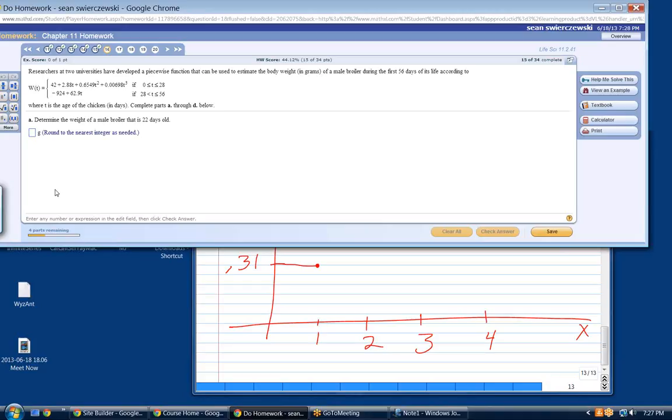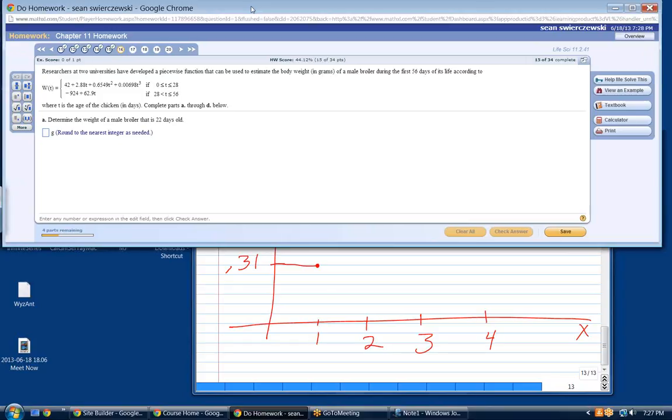Is it any easier to do on the side over here on the left? Do you write a function on your calculator and then just plug in a value for t and say, give me the value, or do you actually do 42 plus 2.88 times 22 plus 0.6549 times 22 squared? Yeah, I have to do all that. Okay. I'm going to get a syntax error, so I'm going to do it piece by piece then.